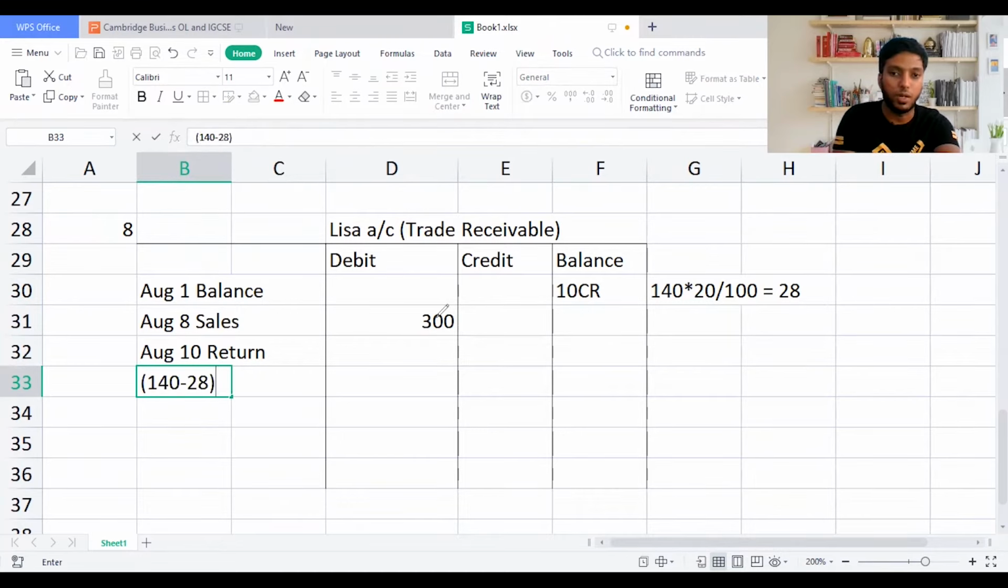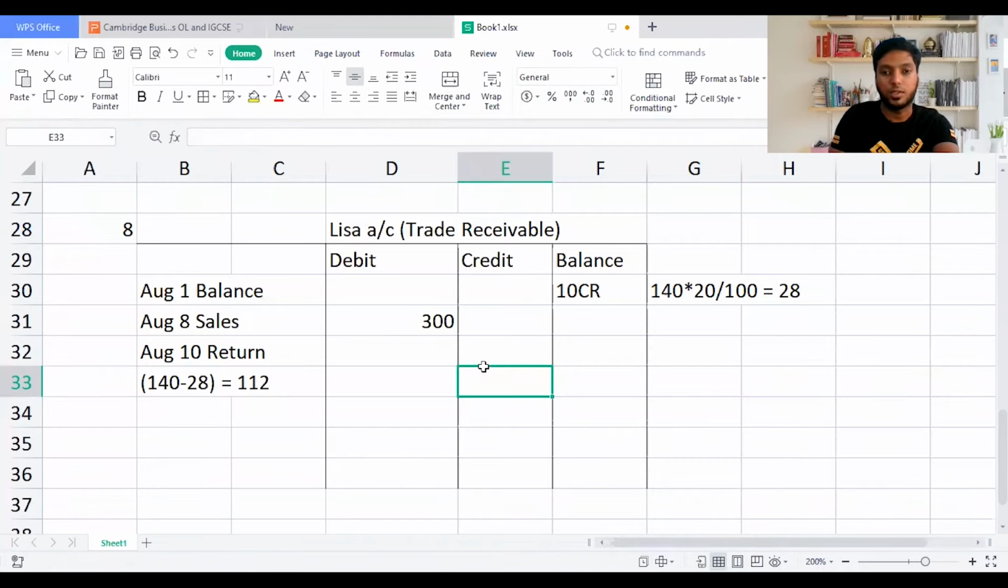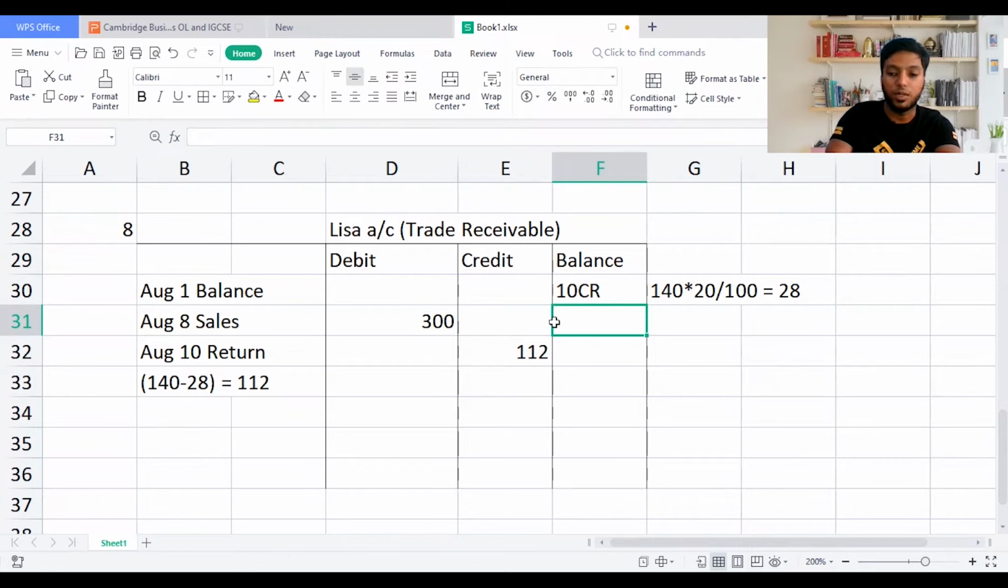So what's the actual value, the list price? When you are returning the goods, you always need to find the list price. So 140 minus 28 will give you 112. So when a credit customer is returning, it's not a debit transaction. The credit customer is returning, it's a return inward. So the credit customer's account, which is the debtor's account, will become credit. So right here 112. So now the actual total here, 10 credit, minus 300 will give you a value of 290 DR, because it's a debit balance.